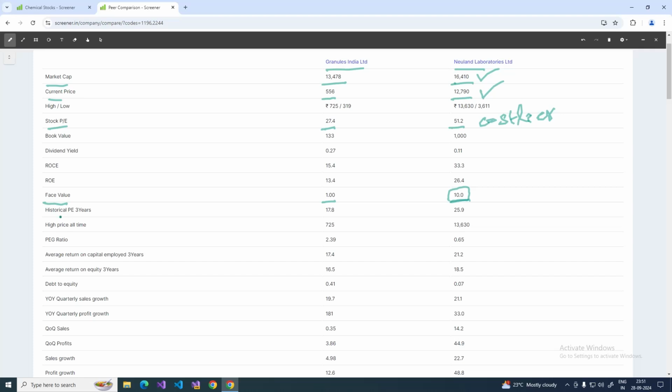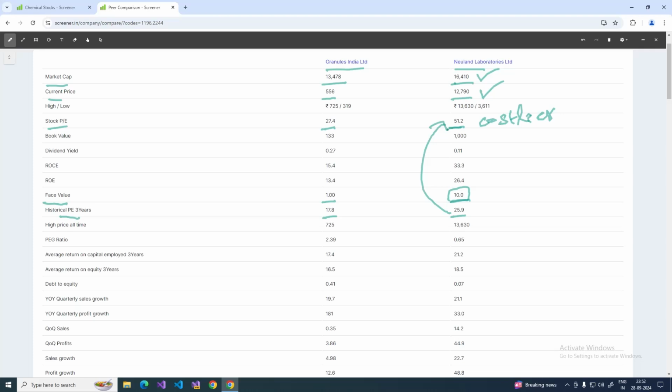So here historical 3 years PE. Granules is 17.8. Current 27.4. So comparing with the last 3 years PE, currently this is somewhat overvalued. For Neuland's, 3 years PE is 25.9 and current is 51.2. So here Neuland Laboratories is also higher.